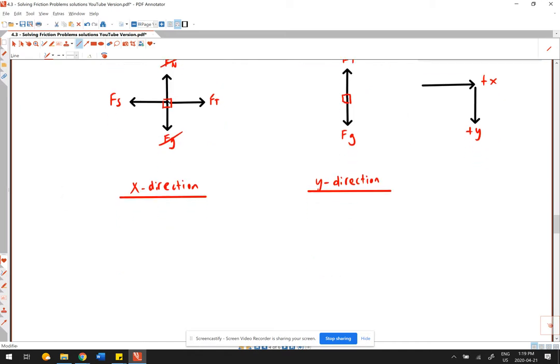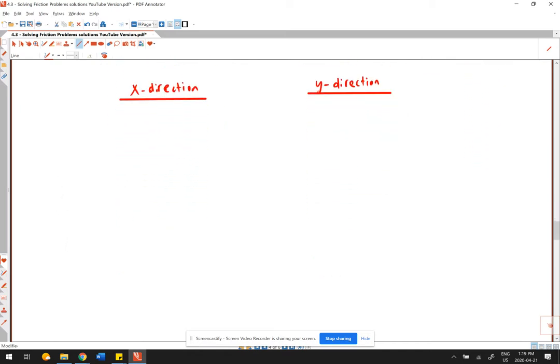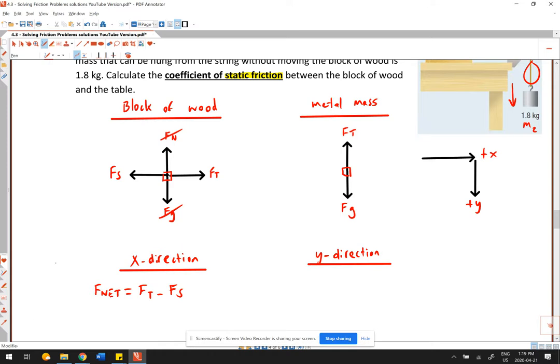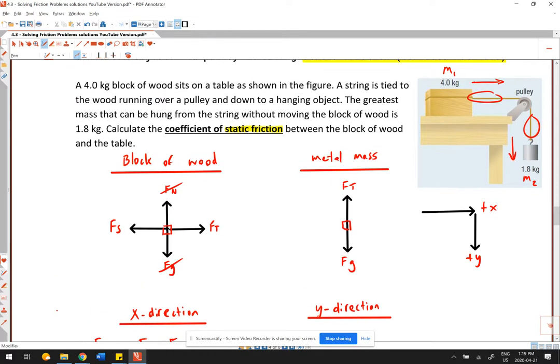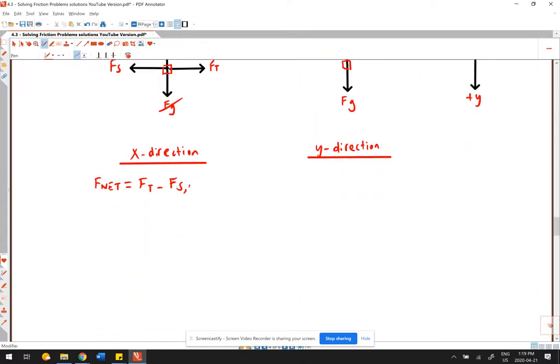Now, once we have our free body diagram, the next step is to write down the net force formulas for both of these. So for the first one, our net force is equal to our tension, which is going to the right, minus our static friction, which is going to the left. Now, we are looking for the greatest mass that can be hung. So basically what we're looking at is, what's the maximum static friction that we can have before the object actually starts to move.